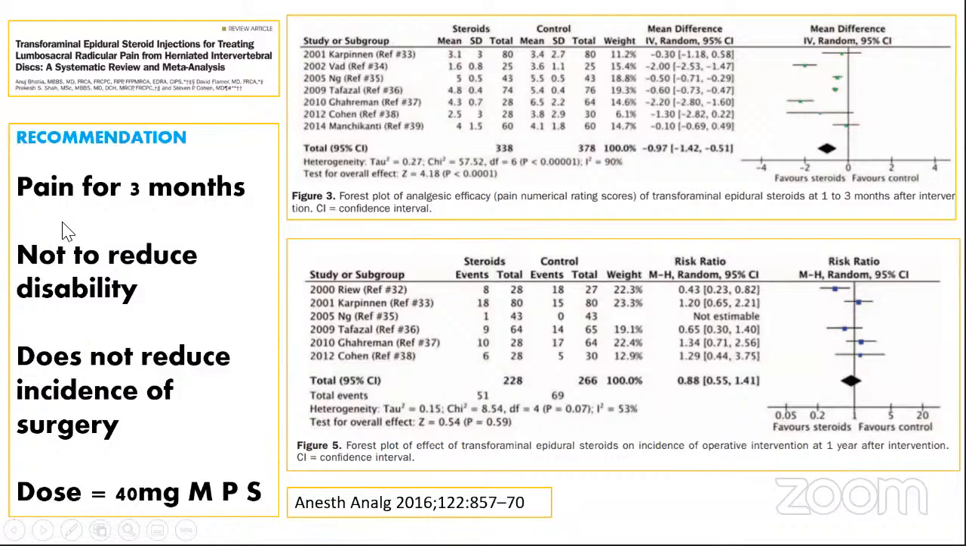They always recommend that if there is pain relief for almost 3 months with the transforaminal epidural steroid, it is not to reduce the disability, and it does not definitely reduce the incidence of surgery. And the dose they mention is around 40 milligrams of equivalent methylprednisolone. So they do not mention the amount of triamcinolone or dexamethasone, but the equivalent of methylprednisolone which can be used in all these cases. So this is all what I have from my side.